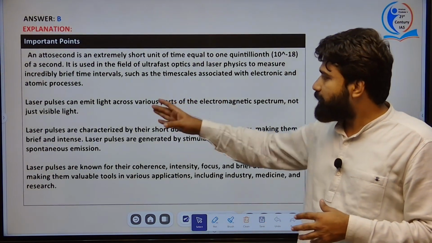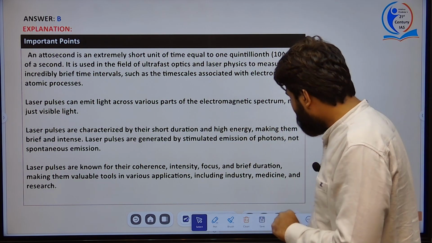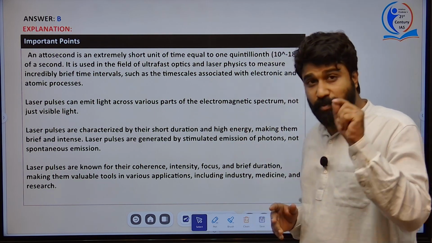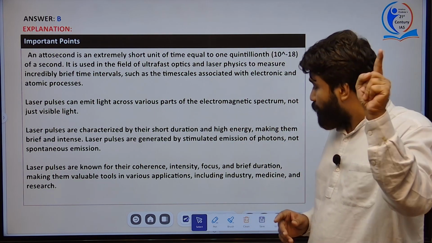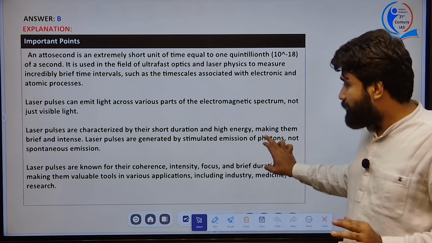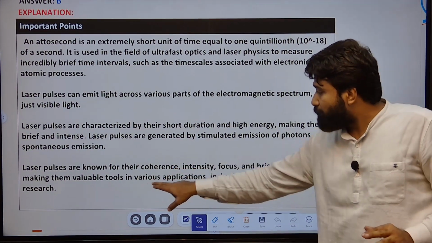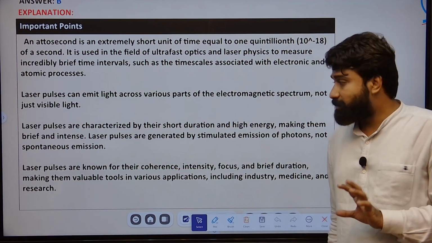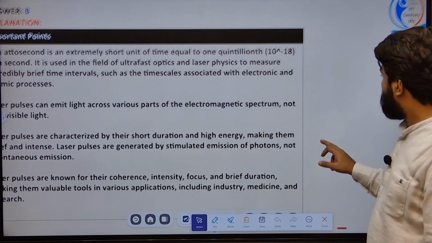And what is meant by this laser? A laser pulse can emit a beam of light which is monochromatic, extremely focused, coherent and intense in nature, and it has only a brief duration. It is a brief duration, making them valuable tools in various applications, and here also it can be applied.